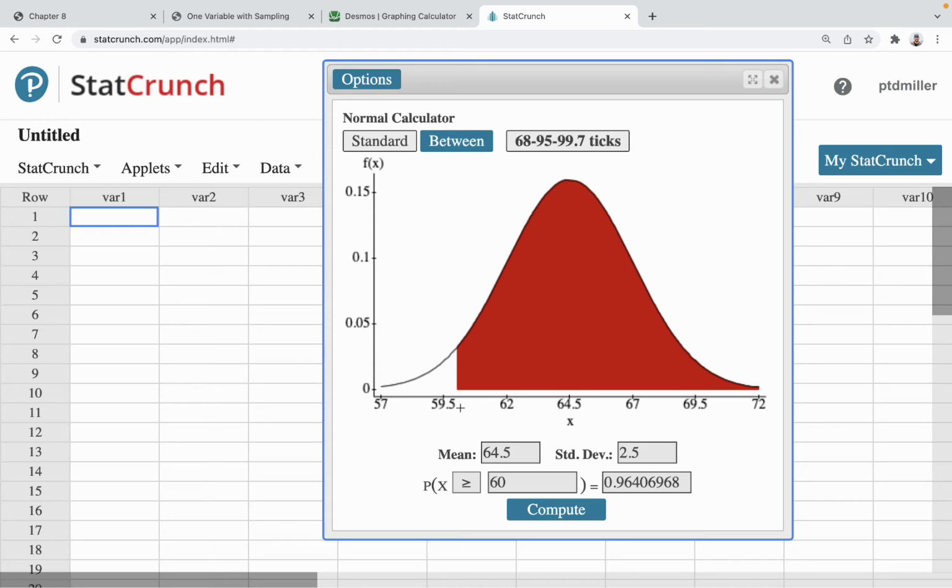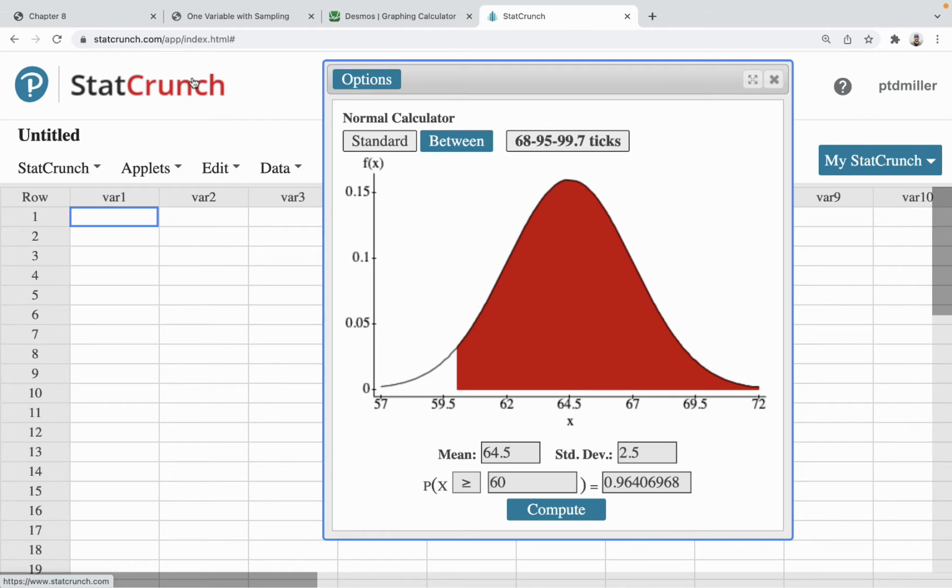So 6 feet tall, for example, that's 72 inches. That's going to be unusually tall. And then 57 inches would be 4 foot 9. That would be kind of on that lower end, and we have most heights in between there.